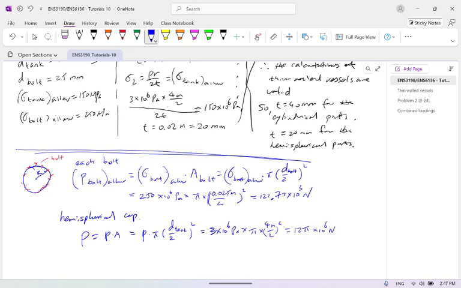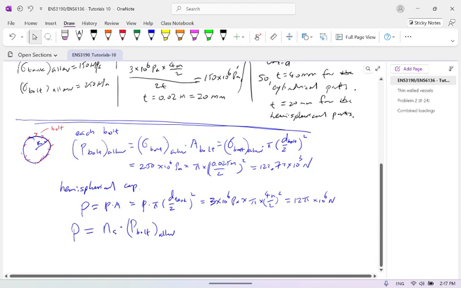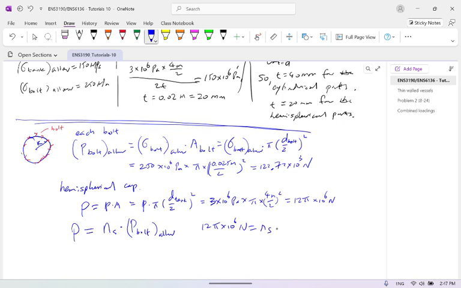So of course the pressure should be equal to the number of the bolts times the P bolt allowable. The maximum of each bolt times how many of them should be equal to the pressure. Everyone clear? So then we can work out: 12 pi times 10 to the power 6 newtons should equal NS times each of them, 122.72 times 10 to the power 3 newtons. So of course we get NS is equal to 307.2.